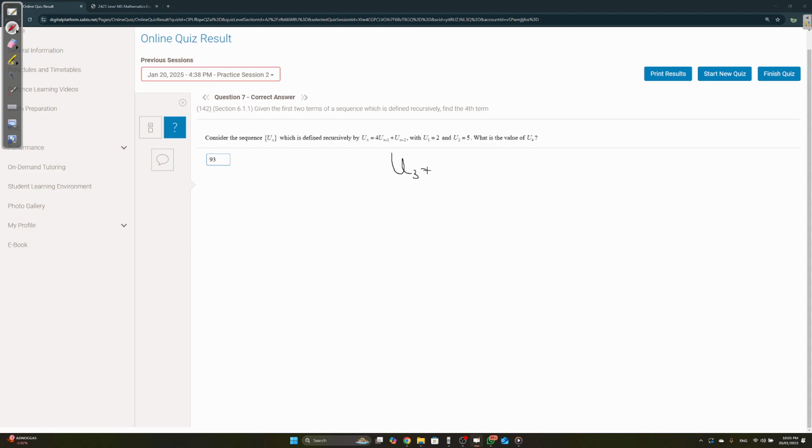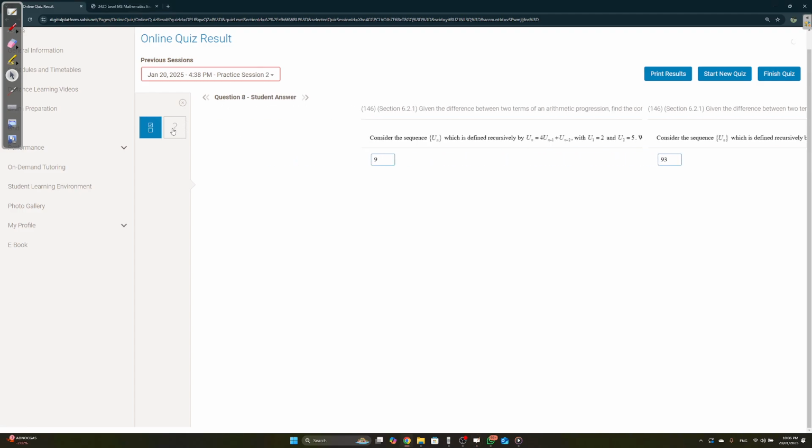So u3 would be equal to 4u2 plus u1, which I have both of these terms. So therefore I can say 4 times 5 plus 2, which is 22. So u3 is equal to 22, and now I can find u4. I shouldn't have deleted it, but u4 would be equal to 4 times u3 plus u2. And substitute your values, 4 times 22 plus 5, so you're gonna get 93. Okay?